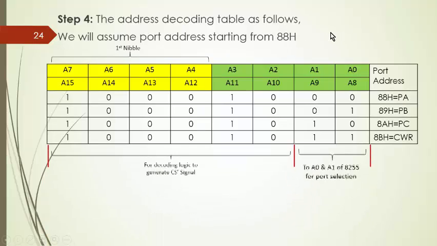Then address decoding table. So here we are going to assume the port address starting from 88 hex. So this is the complete address decoding table. So like this you have to draw the decoding table. Address lines A0 to A7, A8 to A15. The port address, you have to write the starting address of the port A, 88 hex, 1000 1000, that is 88 hex for port A.